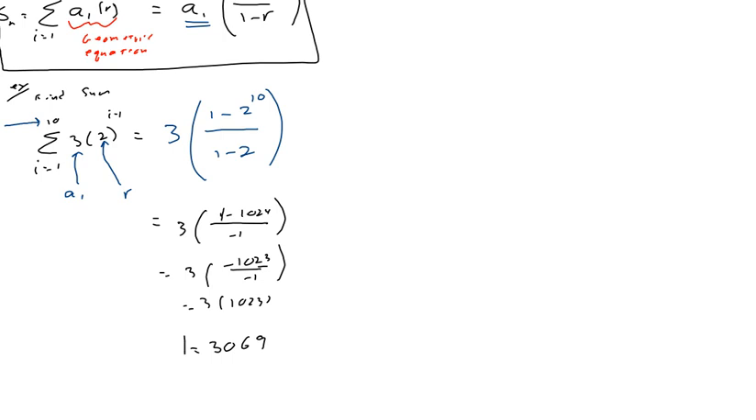3069. There is my answer for the sum of the first 10 numbers of this sequence here. This would be 3 plus 6 plus 12 plus 24 plus dot dot dot all the way up to the 10th number. 1, 2, 3, 4, right? Timesing by 2 every time, right? My r value is 2. Times by 2, times by 2, times by 2, times by 2, doubling every time, starting at 3. This tells me my sum of all those numbers is 3069.